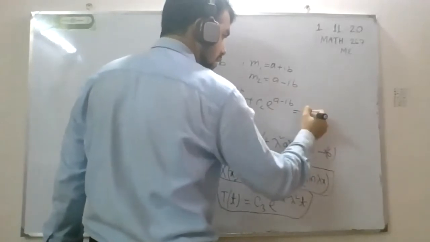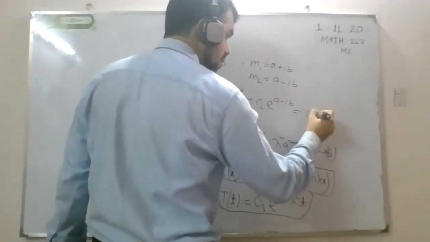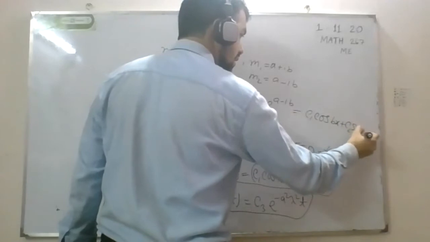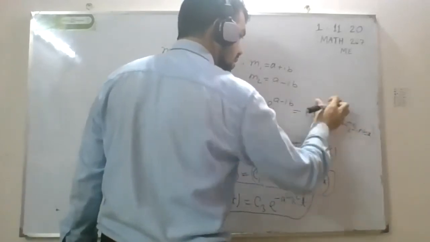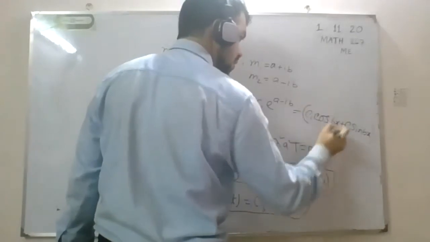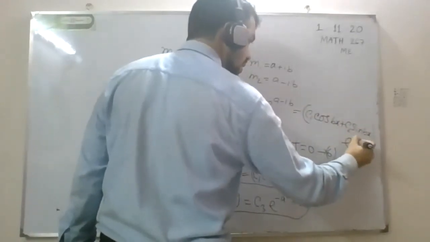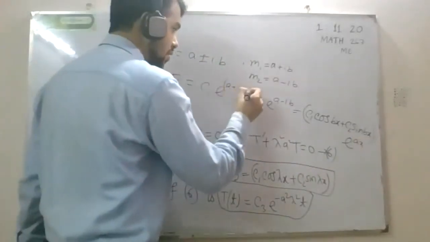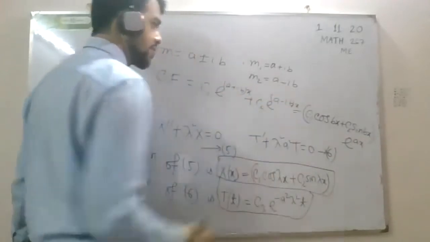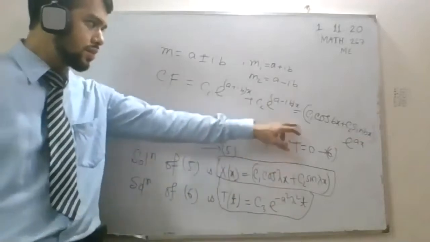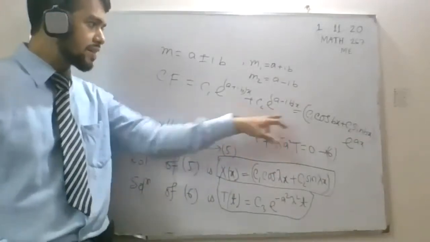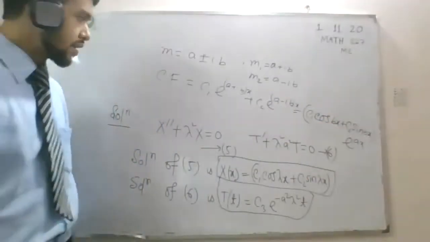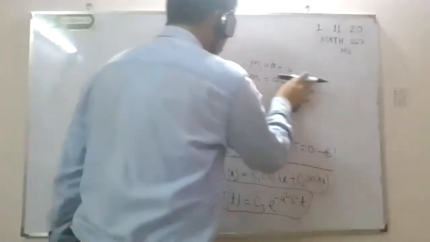which is c1 cos bx plus c2 sin bx. And from here also you have to multiply e to the power ax. Okay, e to the power ax. So here is your complementary function which is c1 cos bx plus c2 sin bx into e to the power ax. So this is your complementary function for non-real roots.